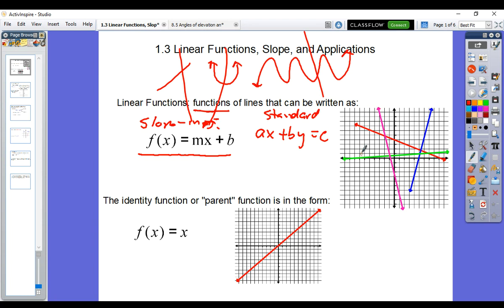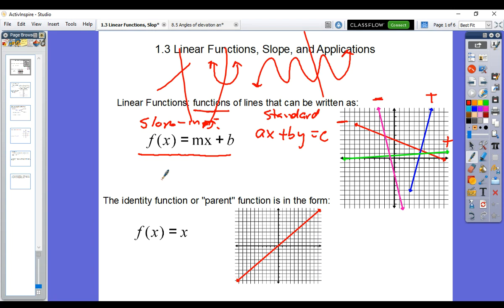Let's talk about the positive ones. Positive ones are anything that goes uphill from left to right. So this blue one is a positive slope. This green one's a positive slope. This red one is a negative slope going down, and this pink one is also a negative slope. Now the equation f of x equals x is what we call the identity function, also known as the parent function. It's the original one, per se.